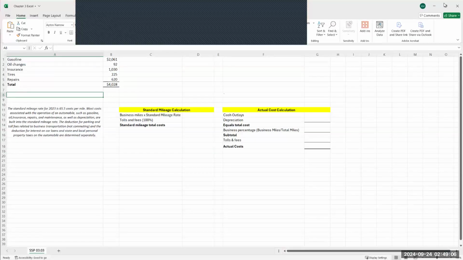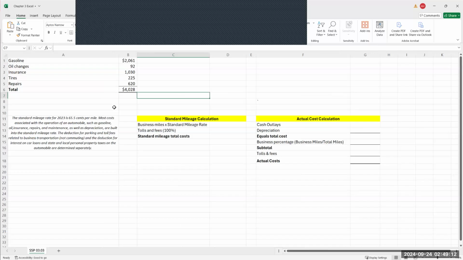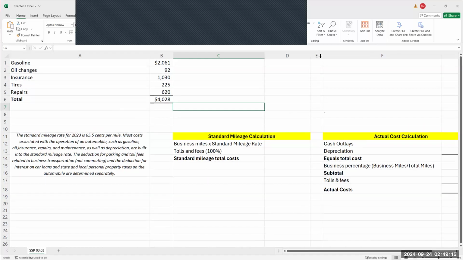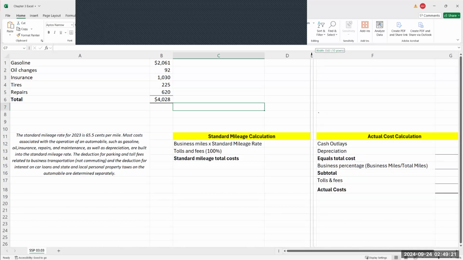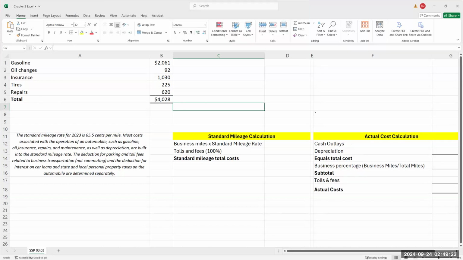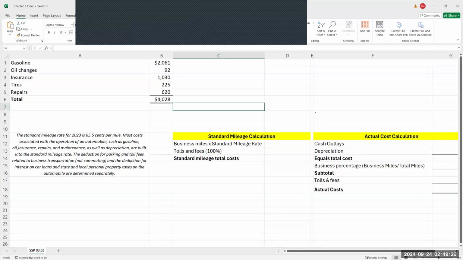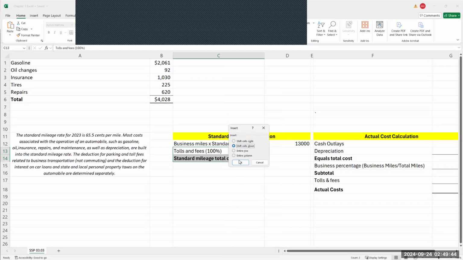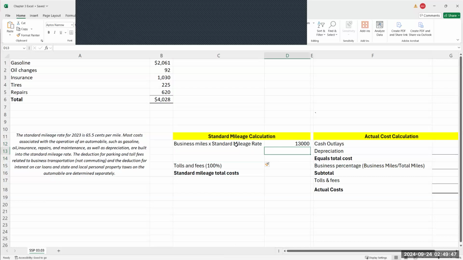All right, so we're going to open an Excel, and we'll go through the problem here together. All right, so we look at this information, we need to determine, are we going to take the standard mileage rate, or are we going to claim the actual cost deduction? So business miles, which we know were 13,000. I'm actually going to shift this down a little. So 13,000 represents our total mileage.